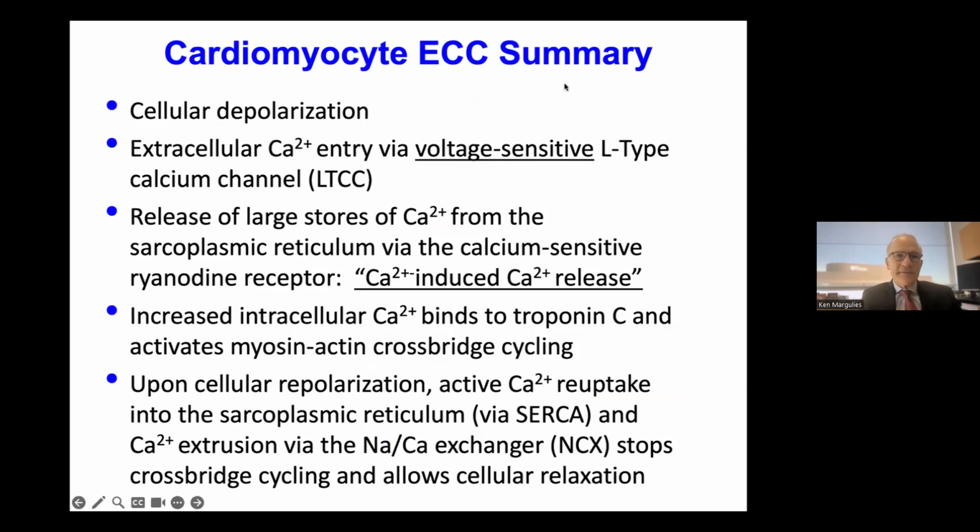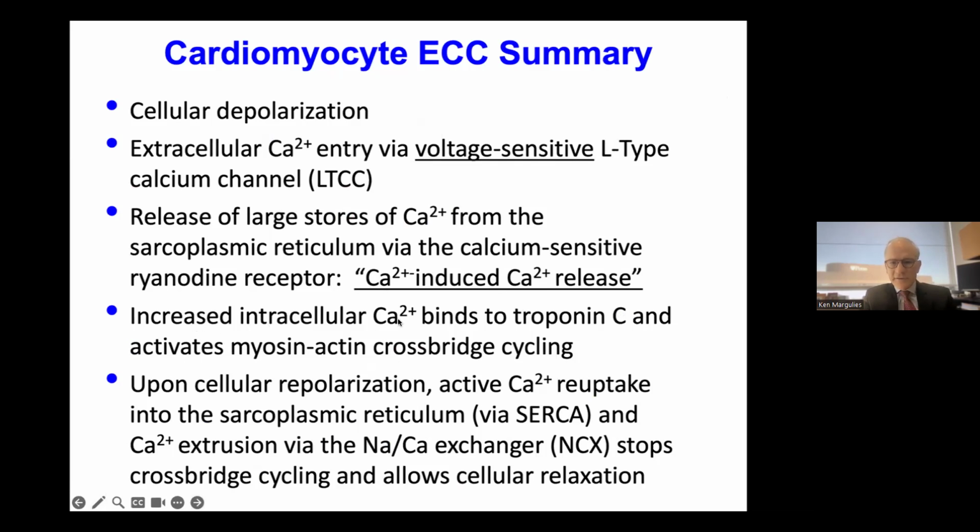So to summarize then, the stages of excitation-contraction coupling in cardiac myocytes are bulleted here. We have cellular depolarization. We have extracellular calcium entry via voltage-sensitive L-type calcium channels, LTCC, release of large stores of intracellular calcium from the sarcoplasmic reticulum via the calcium-sensitive ryanodine receptor, and that's the essence of the process of calcium-induced calcium release. So this L-type calcium channel was voltage-sensitive, but the ryanodine receptor is calcium-sensitive.